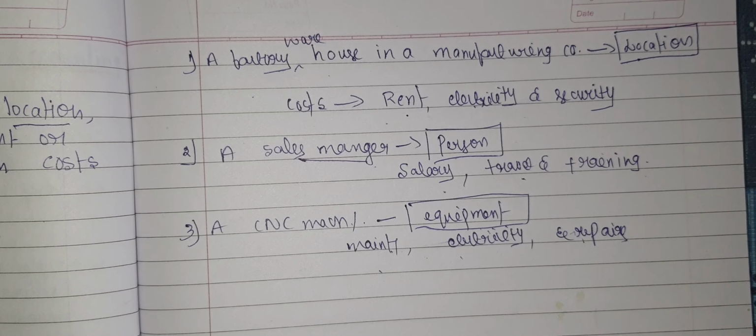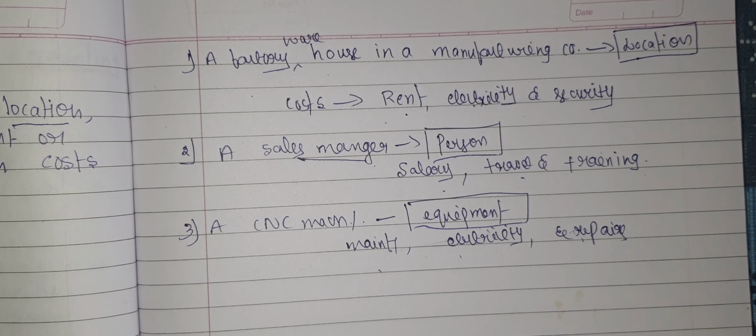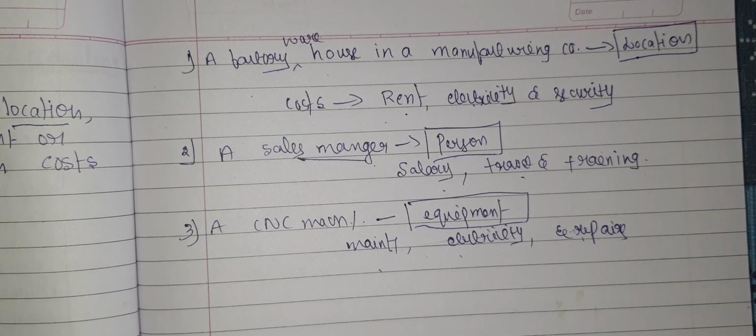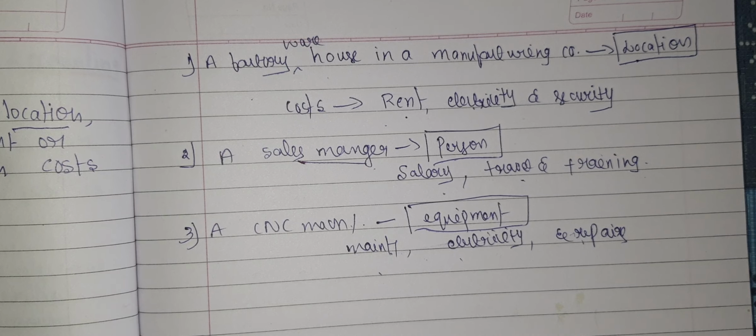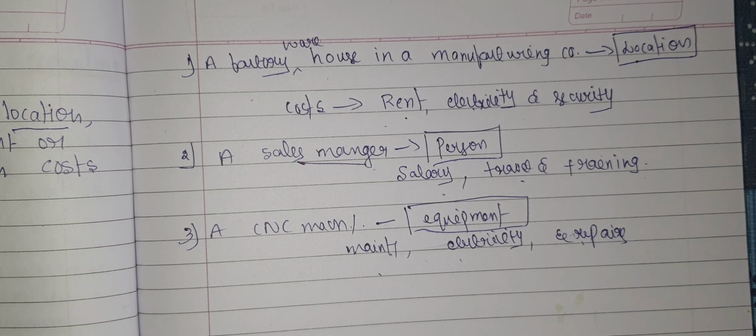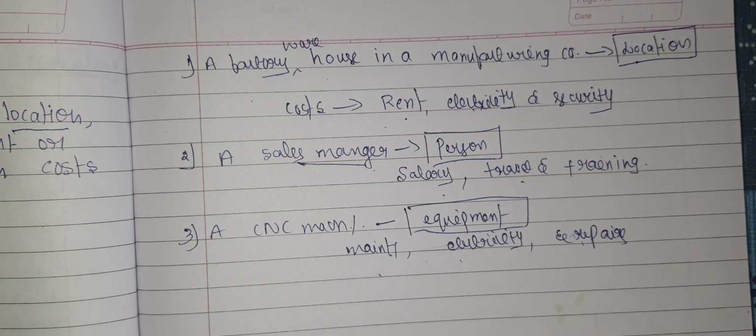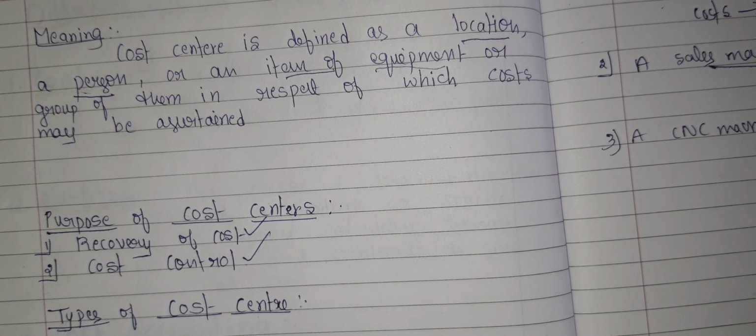So here we have to identify or track the cost in respect of a location, person or an item of equipment. That is called a cost center. Clear? Now we will see the purpose of cost centers.